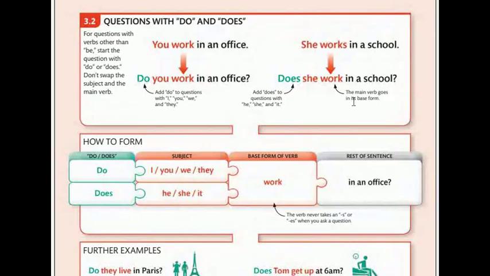The main verb, such as work, go, need, stays in the base form. How to form: do, does, subject, base form of verb, rest of sentence. Do I, you, we, they work in an office? Does he, she, it work in an office? Next one.